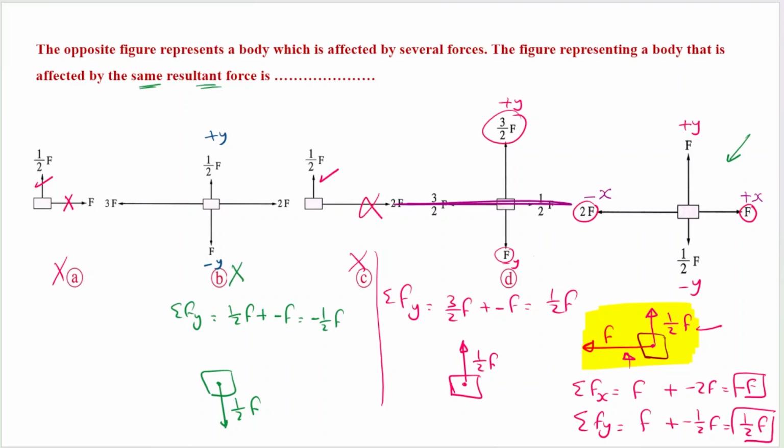This is the x-axis, this is positive x, and this is negative x. So we will find the sum of all forces over the x-axis. This is positive half F plus this is negative 3 over 2F. So the result will be negative F. Negative means to the left.